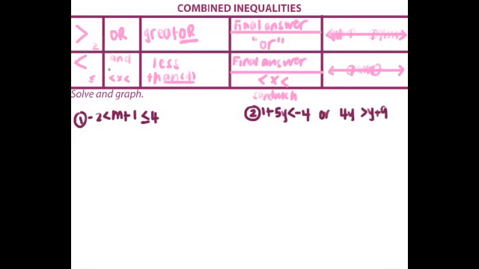And for combined inequalities, there's two of them, and they deal with whether the inequality symbol is a greater than or a less than. Okay, so right here I'm going to put a little number 1 so that you know which row we're talking about. So this first row is the greater than symbol.